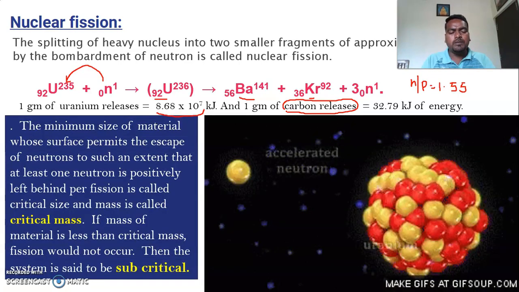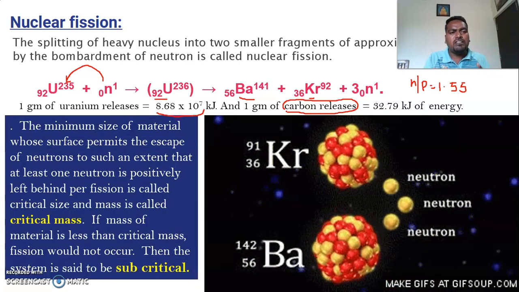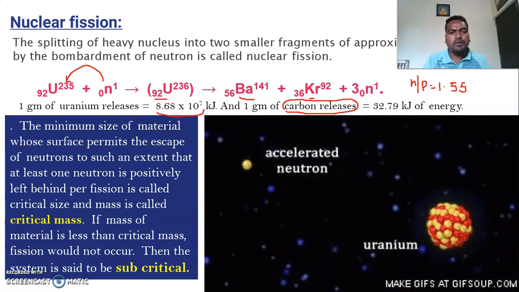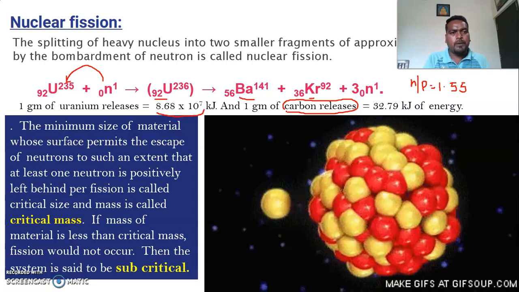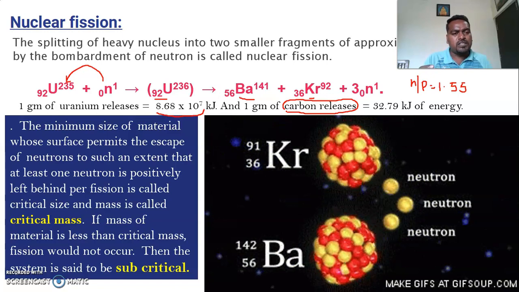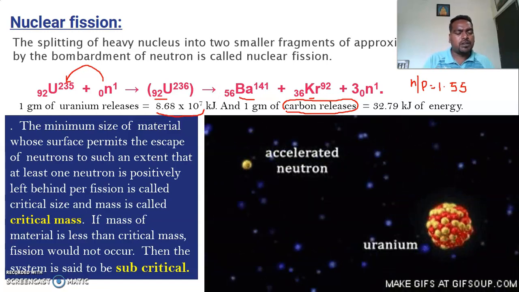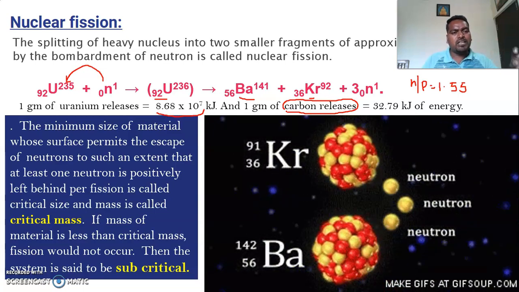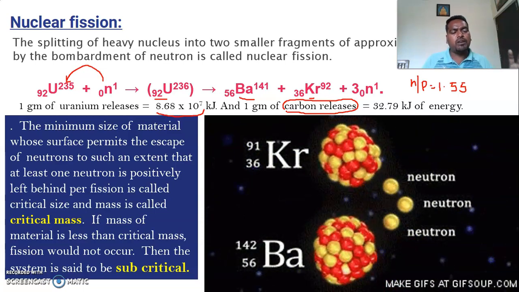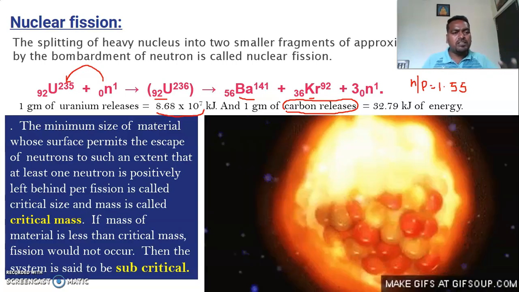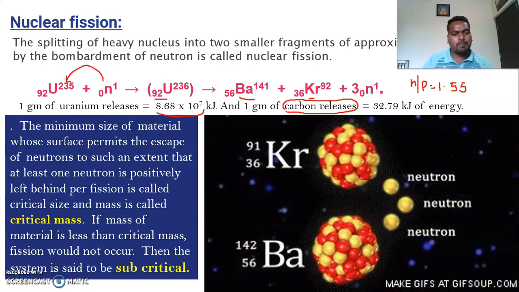And along with that, in order to undergo a fission reaction, a proper amount of mass of uranium is required. Why? Because one uranium undergoes fission to form barium, krypton, and 3 neutrons. These 3 neutrons again collide with another 3 uranium atoms. It forms 9 neutrons along with barium and krypton. So this is how a chain reaction will be set up.